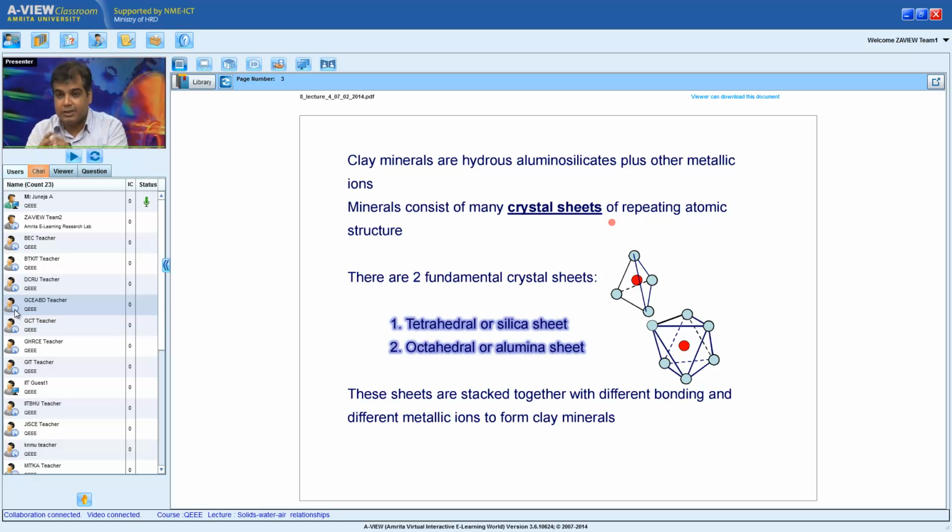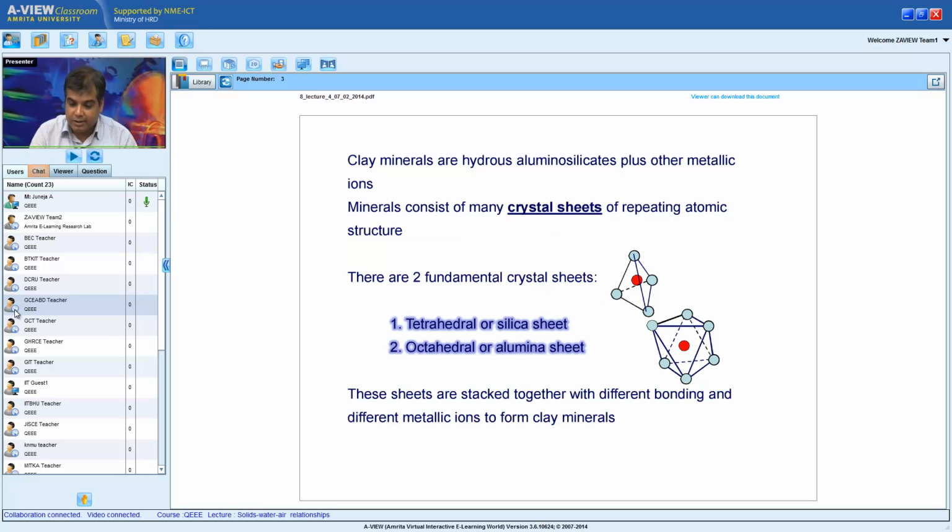You're not able to see the exact whether we can see silica, alumina. No, we can only see the sheets. And we'll talk about these sheets in greater detail. The first sheet is the tetrahedral sheet. It's also called silica. The second one is octahedral or alumina. So we look at these two sheets in detail.